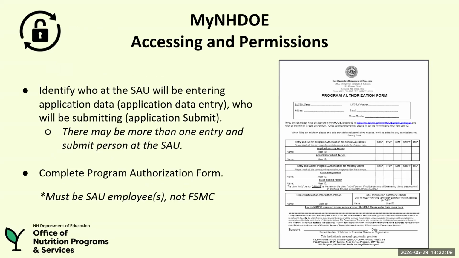The first and really important step for completing the NSLP application is making sure that all staff involved have an account and the correct permissions in My NHDOE. If a new employee at the SAU does not have an account in My NHDOE, they will need to create an account directly from the site, not through our office. To update permissions in the system, a program authorization form will need to be submitted through our office. The I4C coordinator at your school may be able to add permissions in our system, but you or the staff member needing this permission will not be fully granted access unless our office receives a program authorization form. The link to this form will be at the end of the presentation.